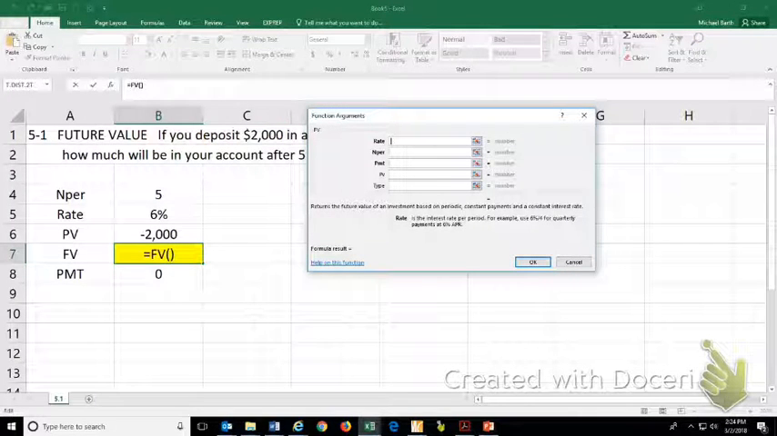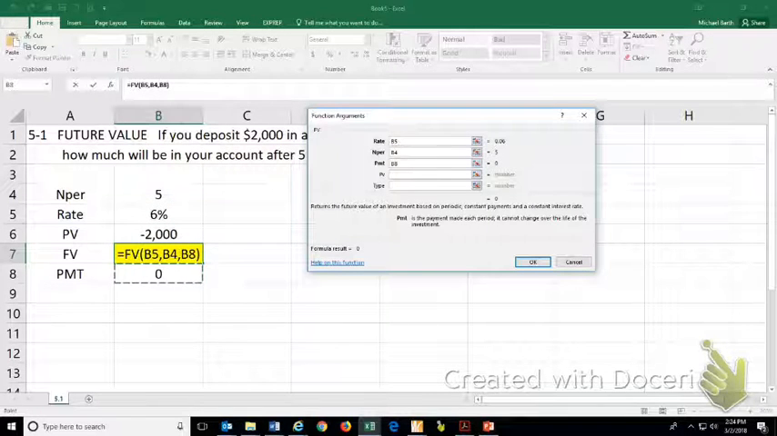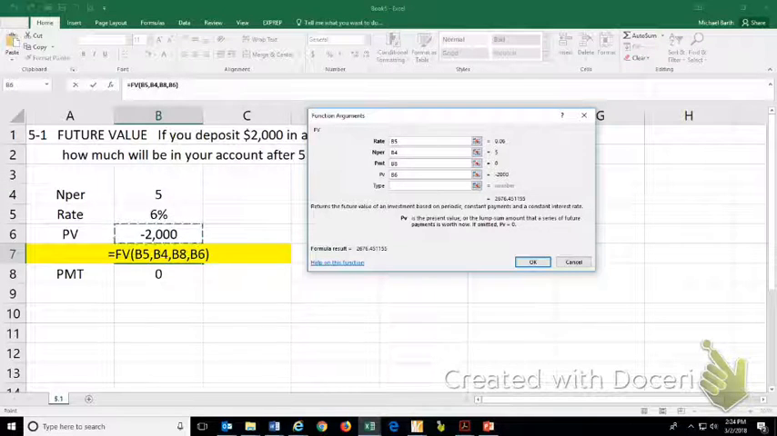You can enter the numbers in directly, but it's better to enter in cell references because then you can just copy this stuff over to another page or another set of problems. There's our rate, number of periods, the payment, and the present value. The ones that are highlighted mean you have to have an entry in there. You can also see that the box will produce an answer over here.